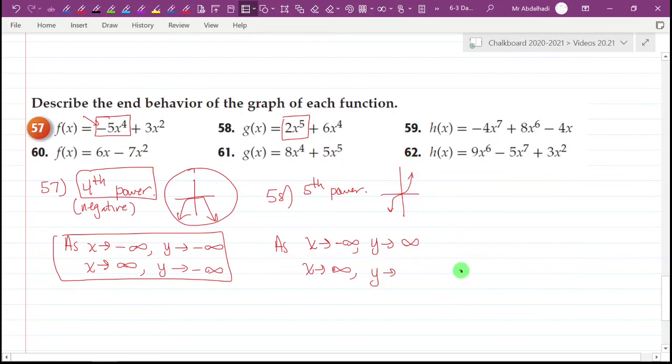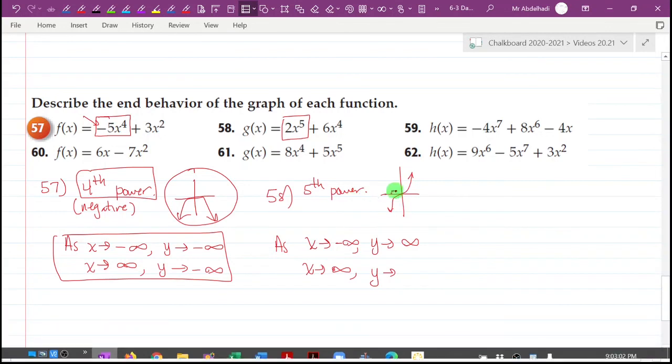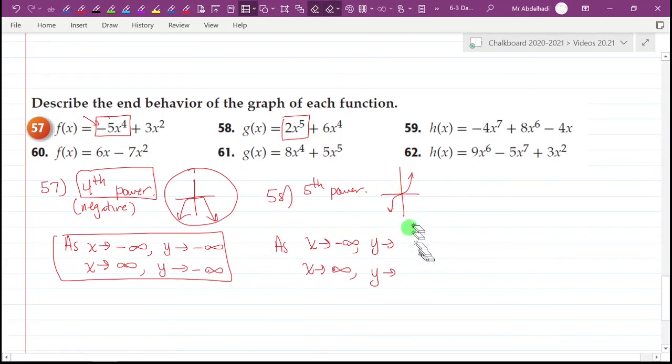Sorry, I messed up here. As x goes to the left, y is going down, so this is negative infinity. As x is going to the right, y is going up, and that's positive infinity. And there's your end behavior for 58.